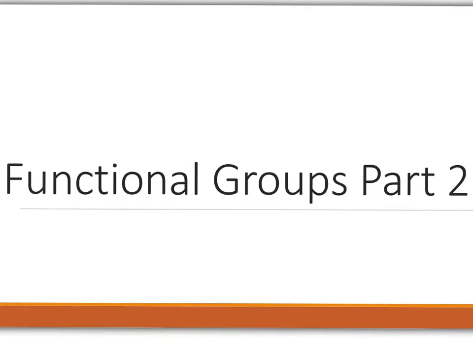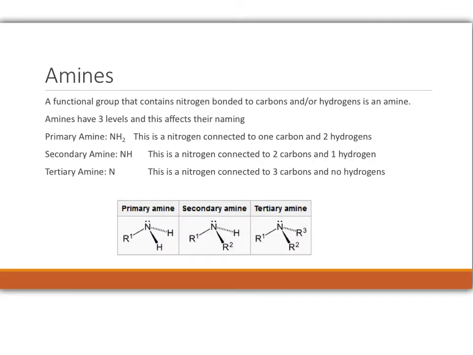Okay, it's time to talk about some more functional groups. Not all functional groups are related to oxygen. There are some functional groups with nitrogens in them. So the first major nitrogen functional group is an amine, and it just has the nitrogen in it. The thing is, the amines have three different varieties.